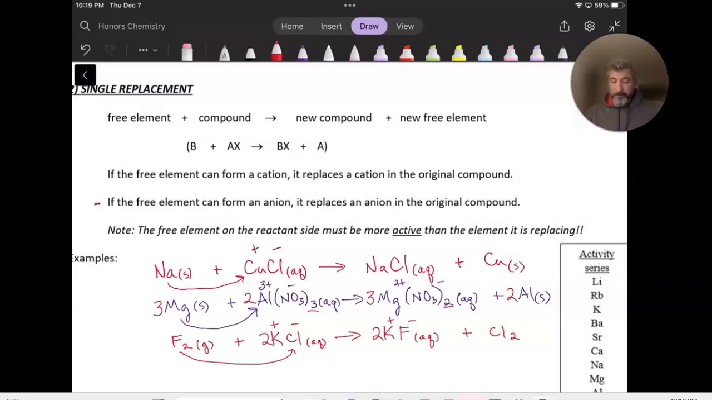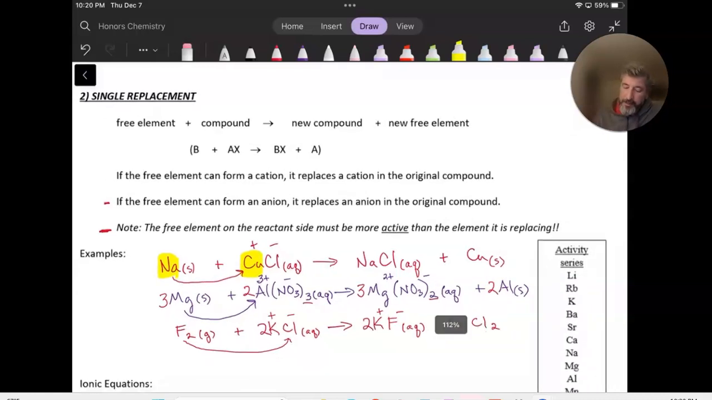Okay, so the next step says, note the free element on the reactant side must be more active than the element it is replacing. So what does that mean? Well, essentially, let's go back to our original problem. Sodium is going to try to replace copper, and we said that it did, and that's why we got sodium chloride and copper as our products. But we really should check to make sure that this reaction happens, because with single replacement reactions, there is the possibility that we could have a no reaction. In other words, an unsuccessful attempt at a reaction.